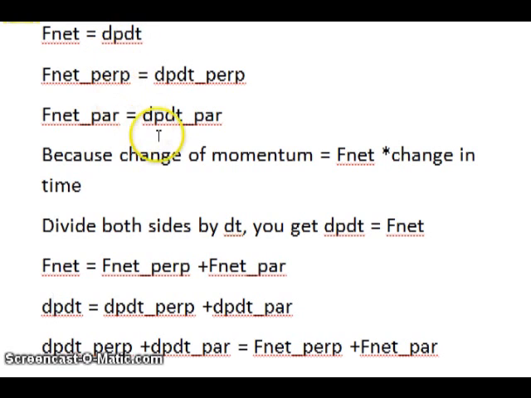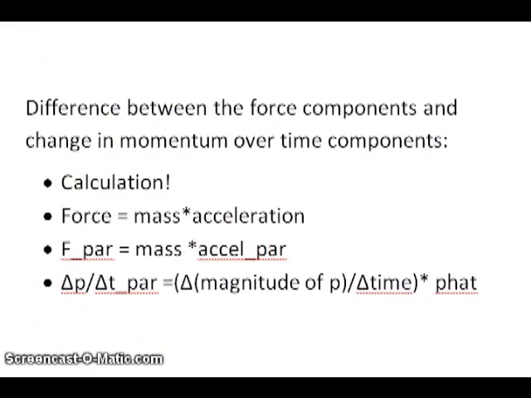When you break them down into parallel and perpendicular components, as I did at the beginning of the presentation, you can set the perpendicular change in momentum over time plus the parallel change in momentum over time equal to the components of net force. And you find that the parallel net force corresponds to the change in momentum over time in the parallel direction, and same with the perpendicular net force. The difference between the force components and the change in momentum over time components is in the calculations. Both yield the same numerical values, but the way to get there is different.